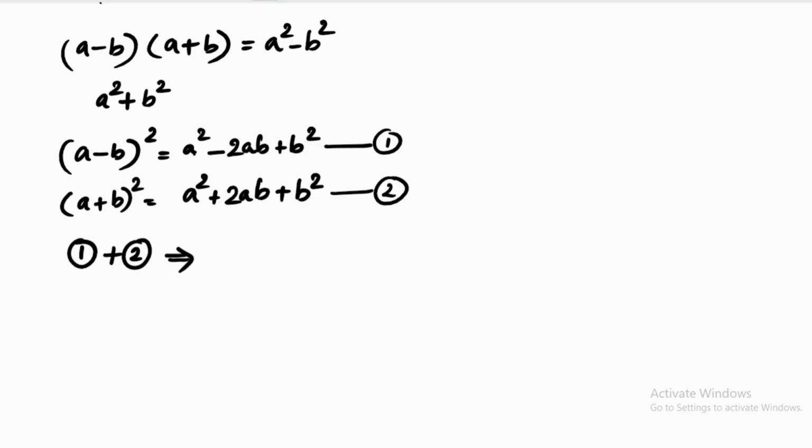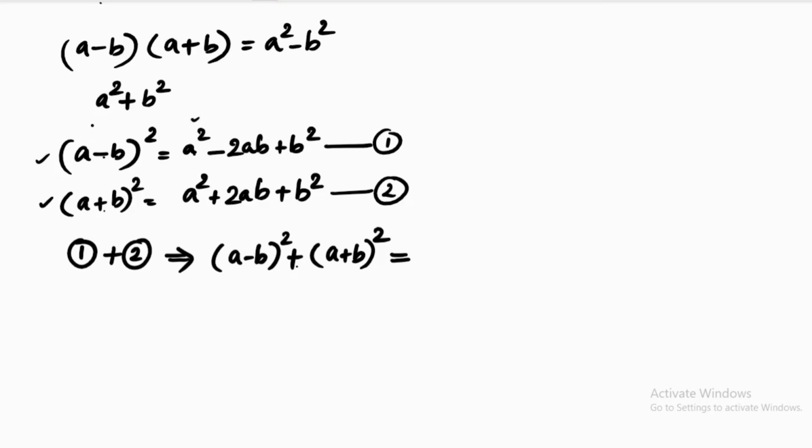What will be the answer if I add the first equation and the second equation? It will be a minus b the whole square plus a plus b the whole square. What we have done is we have added both the LHS first. That is a minus b the whole square plus a plus b the whole square equal. Now you add the right hand side.